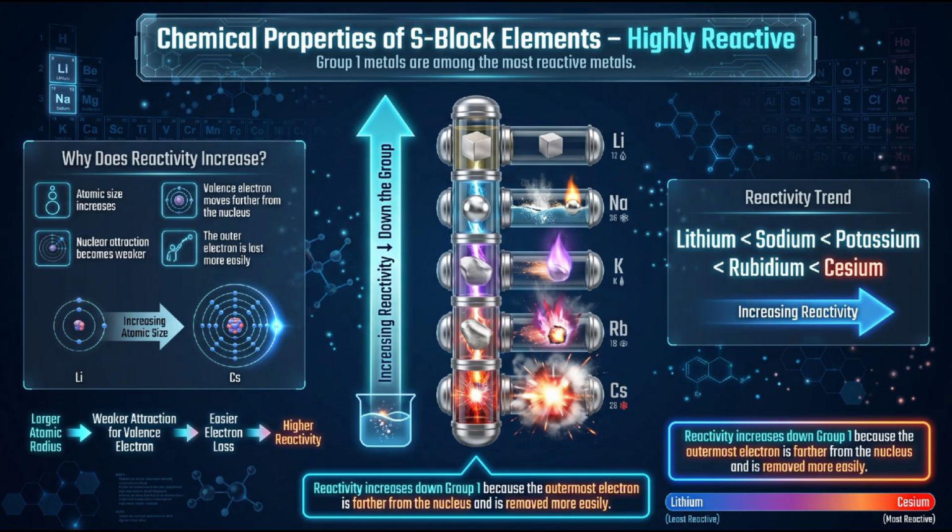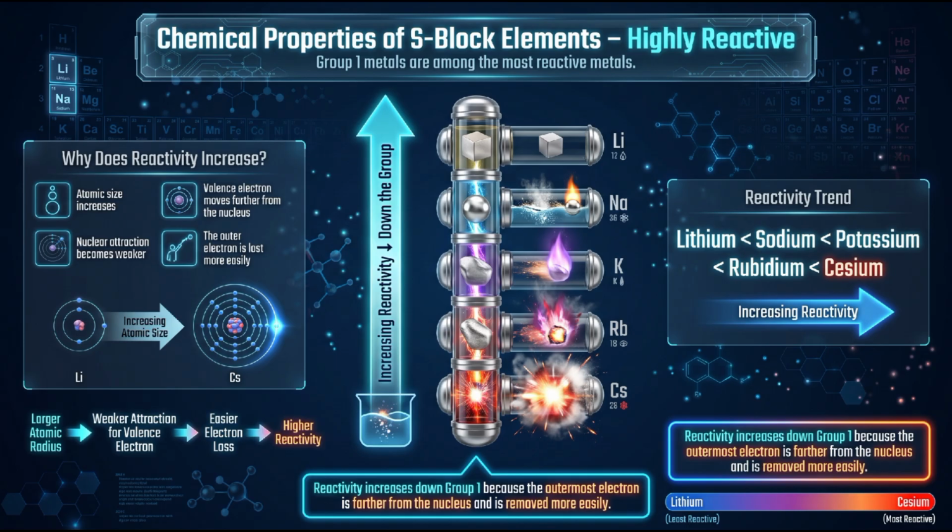Alkali metals also react readily with oxygen. Lithium mainly forms lithium oxide, sodium usually forms sodium peroxide, and potassium, rubidium, and cesium often form superoxides. The ease with which these reactions occur also increases down the group because of increasing reactivity.